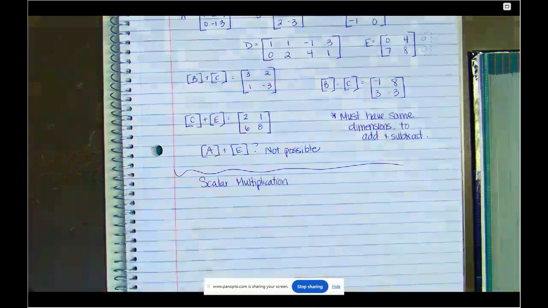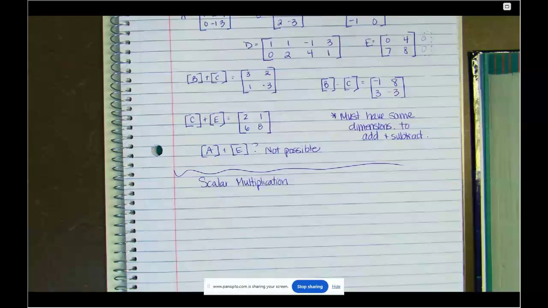Scalar multiplication we've already talked about with what other topic? You probably don't remember what it is. Which is when we do... Don't remember what it's called. Vectors. Yep. Okay, so we did scalar multiplication with vectors, where you multiply the things. Scalar multiplication with matrices is the same.